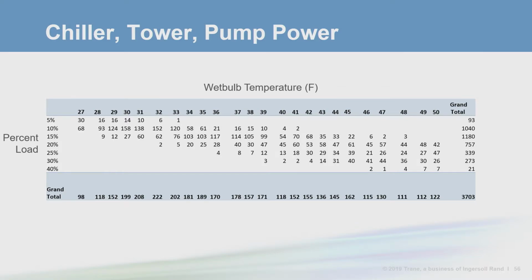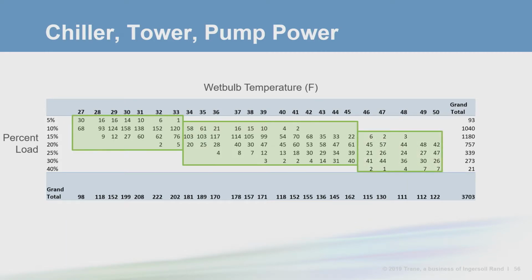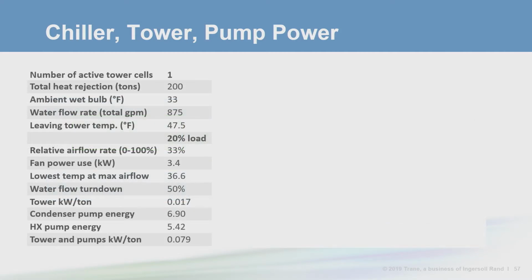The result of the exercise I'm about to show you gives us some potential control points. At the far left, in the coldest wet bulbs, we only need 1 cell running. From 34 to 45 wet bulb, we have 2 cells operating, and above 45 wet bulb, we have all 3 tower cells operating. Let's look into how we got there. In the coldest operating mode, we run 1 cooling tower cell to a 47.5 degree set point. How did we pick that temperature?